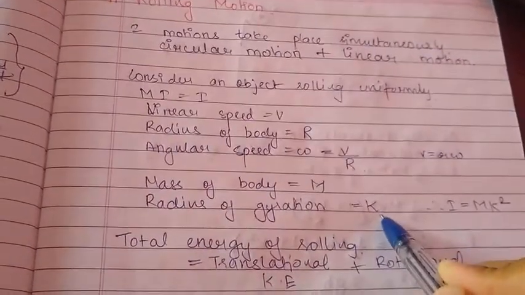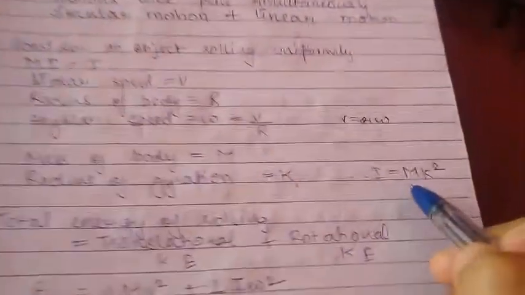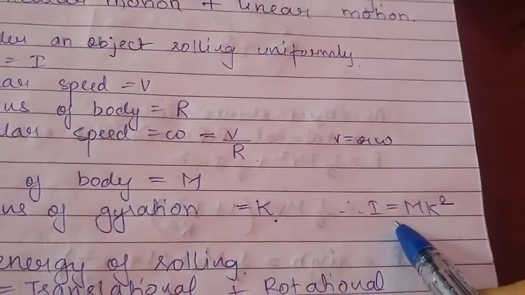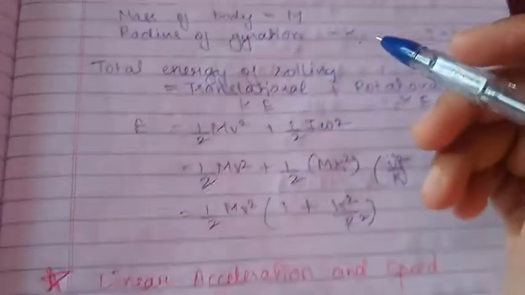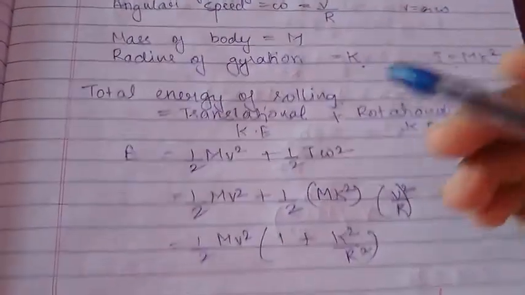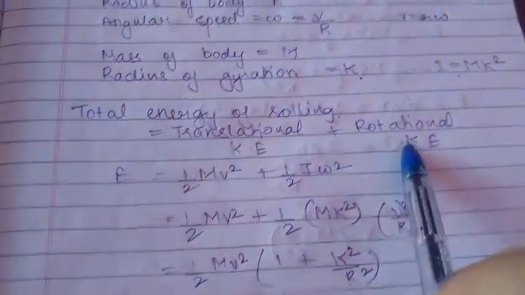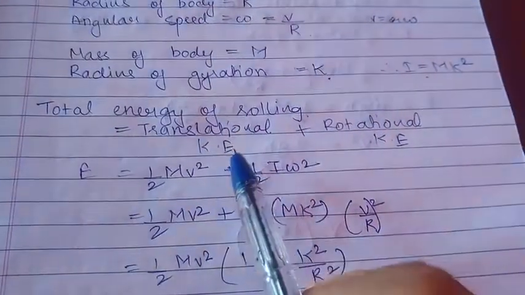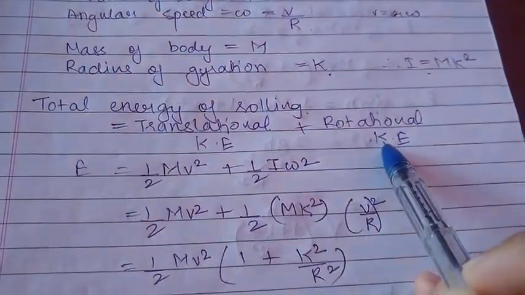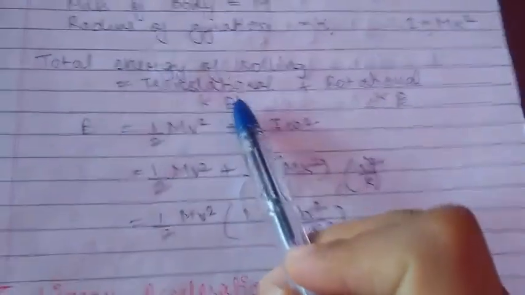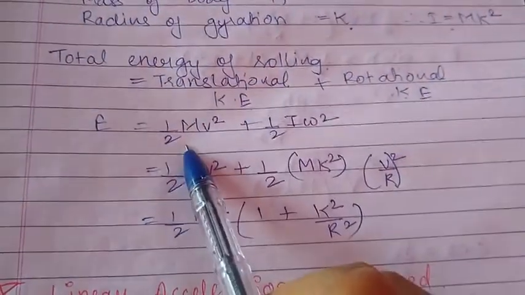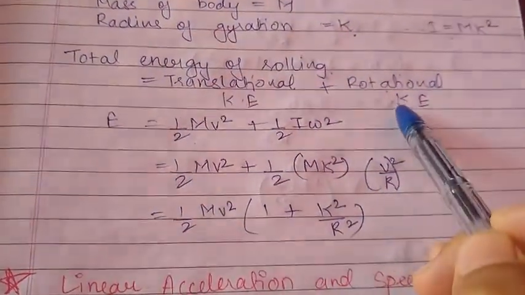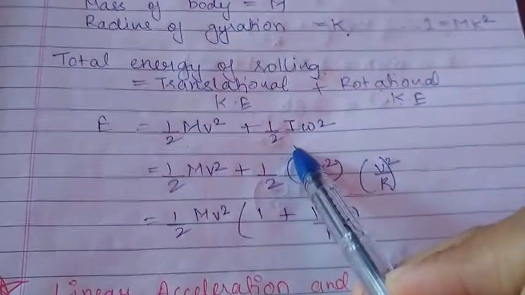Now the relation between the radius of gyration and the moment of inertia is given by I is equal to m k square. Now when that object is rolling down, the total energy of the rolling is given by the translational kinetic energy plus the rotational kinetic energy, because the rolling motion is the sum of these two motions. The translational kinetic energy, as we all know, is given by half m v square, and the rotational kinetic energy we have derived in the previous lecture is given by half I omega square.